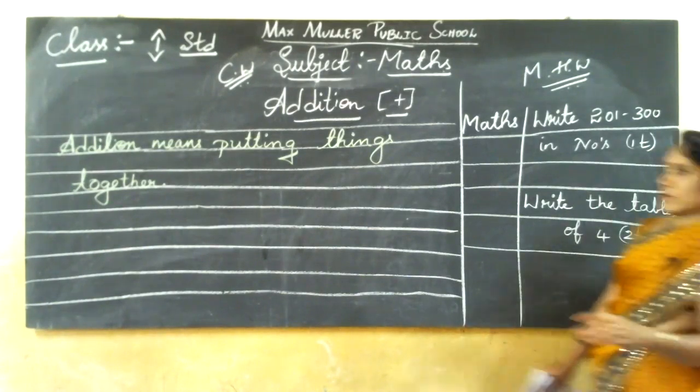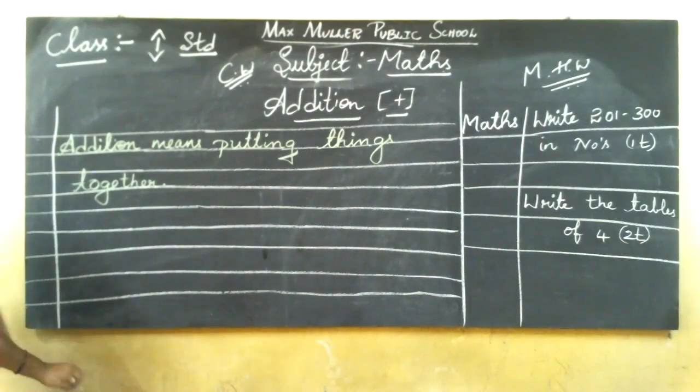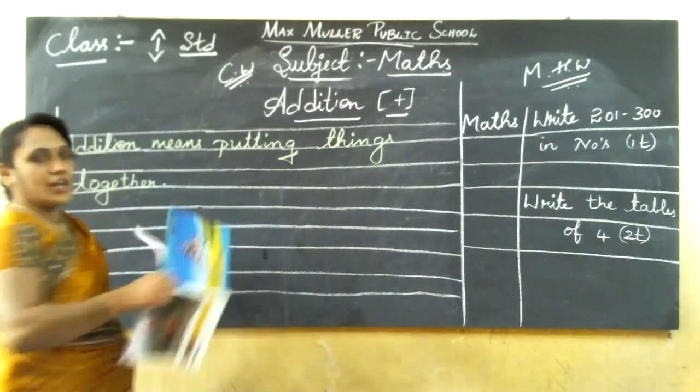For you, lines are there. Okay, I am drawing for you to make you understand well. You can leave a line and write neatly.